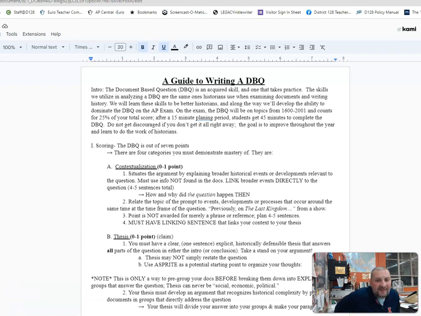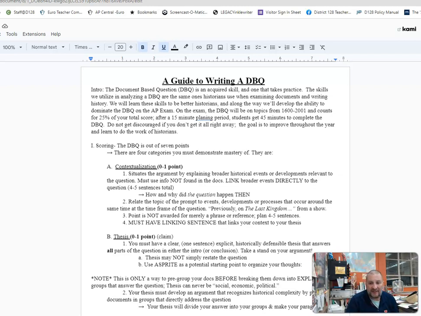All right, so this is a guide to writing a DBQ. This is for any of the AP history courses. I'm going to focus on Euro for this one. This is late September of '23, so I'm assuming the College Board isn't going to change anything on us moving forward.